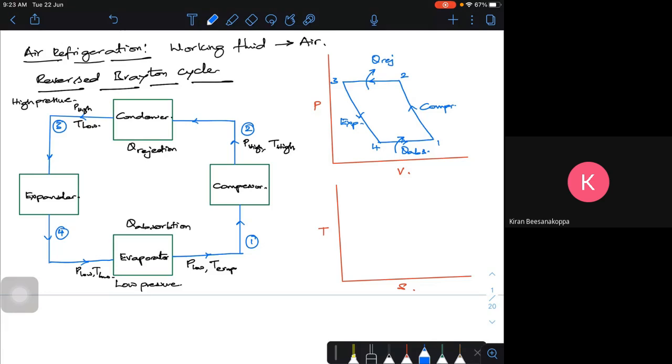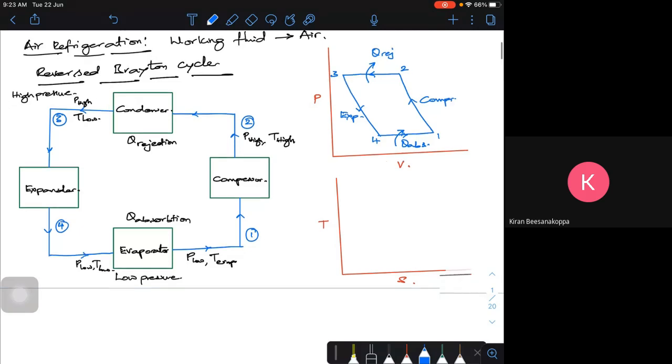If you go back and see your Brayton cycle, everything was reversed. Whenever you have a compression process, there it had the expansion process. In the regular Brayton cycle, 4 to 1 was compression, 3 to 2 was heat absorption, 2 to 1 was expansion, and 1 to 4 was heat rejection. So everything is reversed compared to the regular Brayton cycle you have studied. That's why it is called a reversed Brayton cycle.